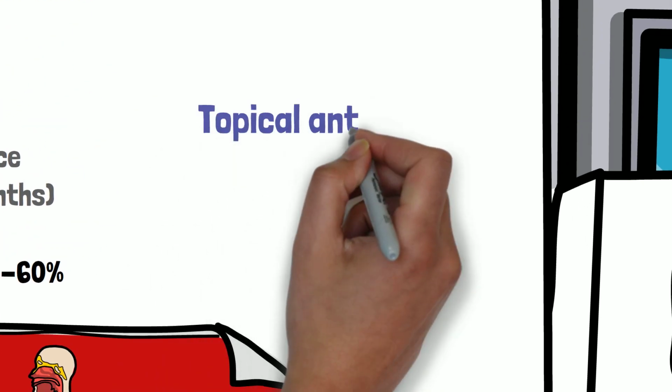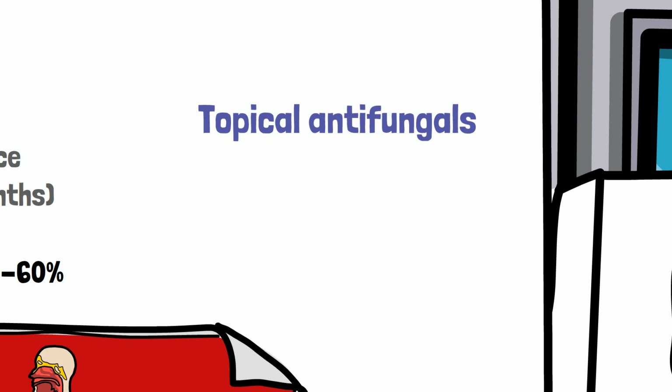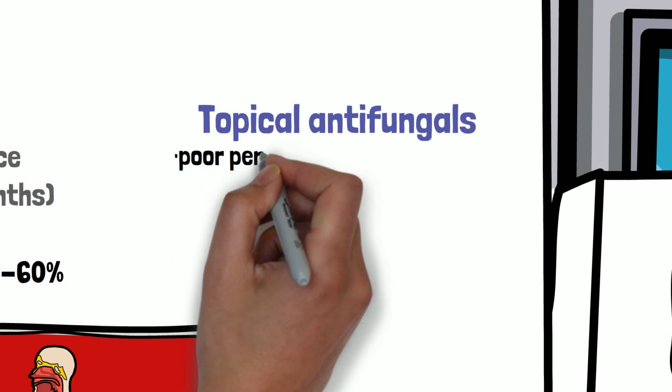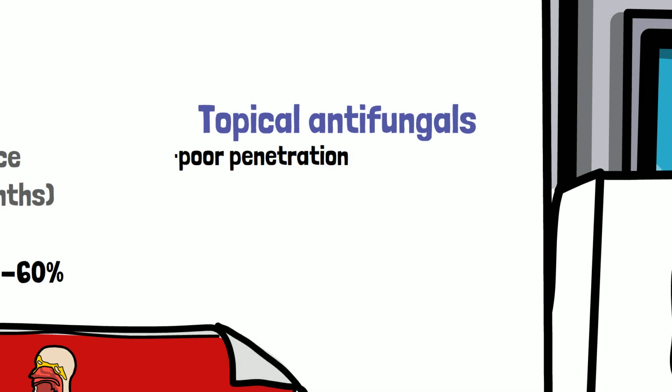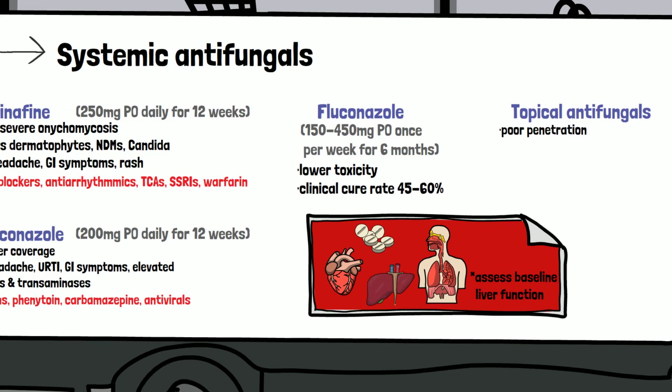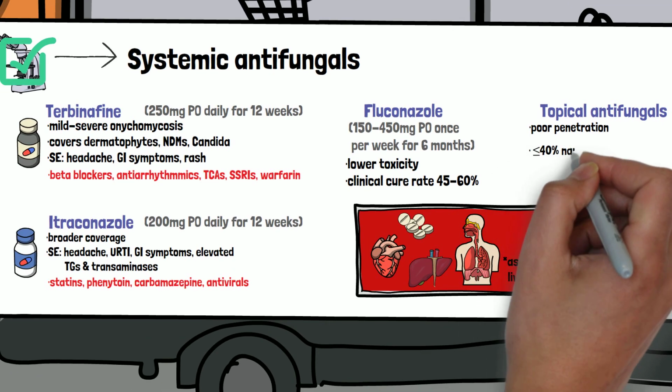Topical antifungals like efinaconazole and amorolfine are not as common as systemic antifungals as they have poor penetration of the nail plate and have a longer course of treatment. Topical treatments should be reserved for cases with minimal nail involvement.